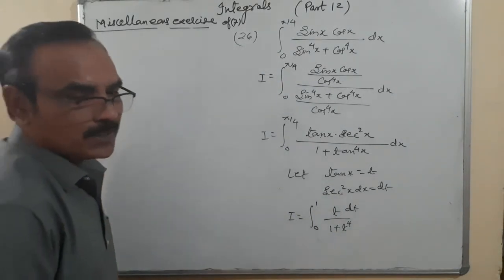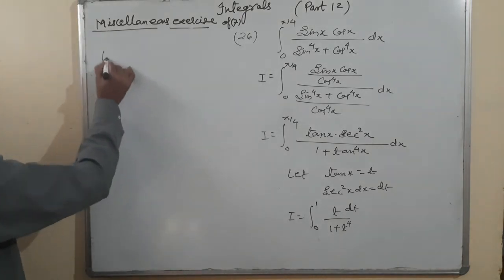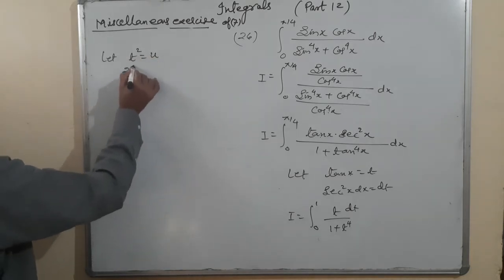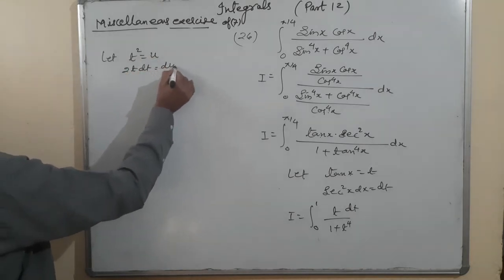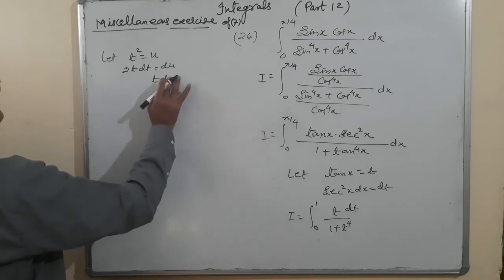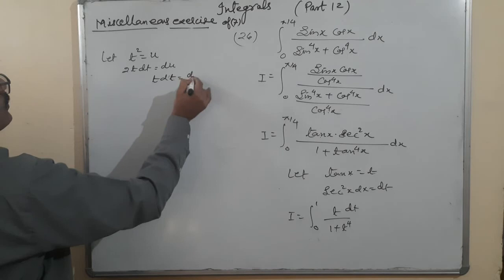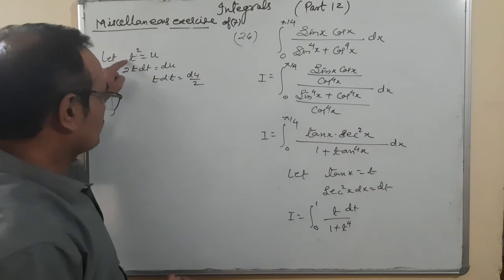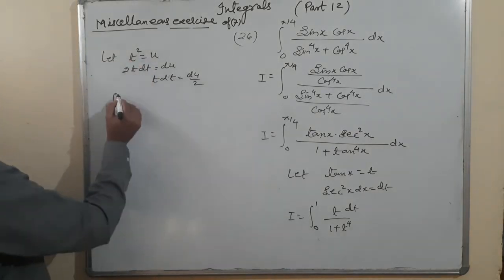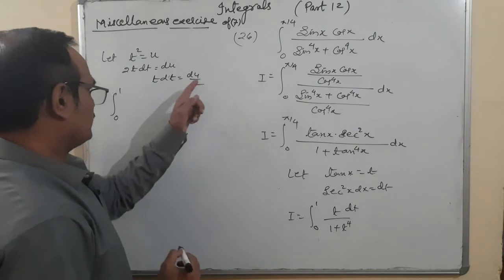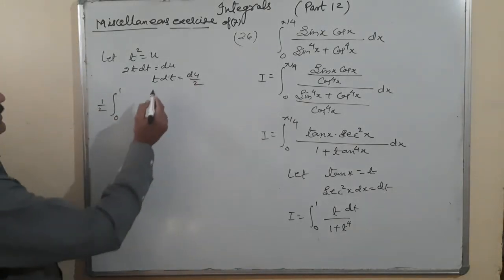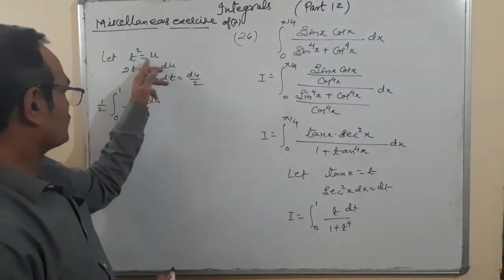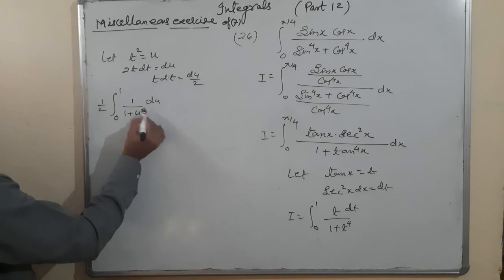Now once again replacement. Let t square is equal to u. Differentiate with respect to u: 2t dt is equal to du. Therefore t dt is equal to du by 2. Limit change: lower limit in place of t 0, it's 0. Upper limit, square of 1, that is 1. t dt is 1 upon 2 du. 1 upon 1 plus t square is 1 upon 1 plus u square du.